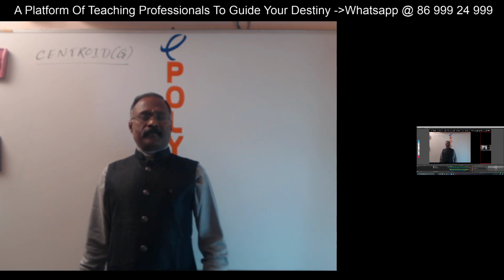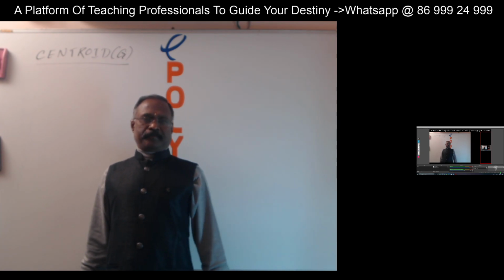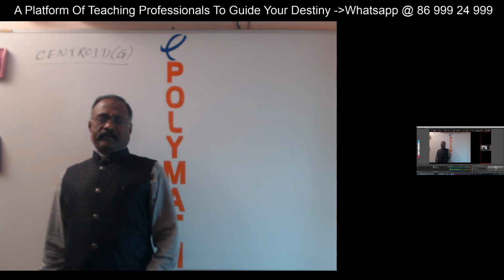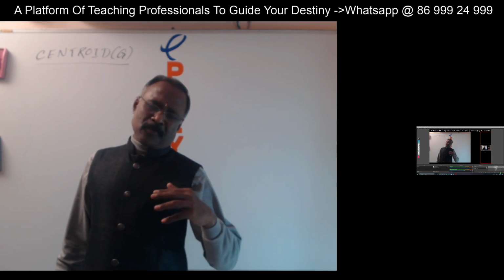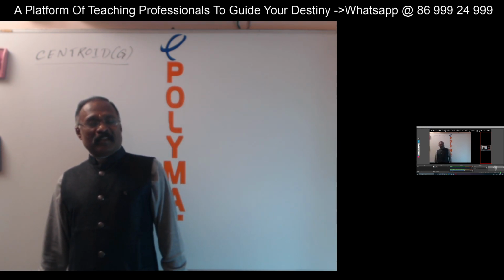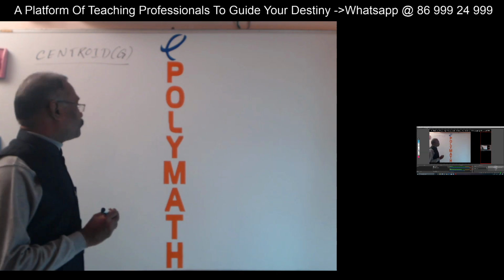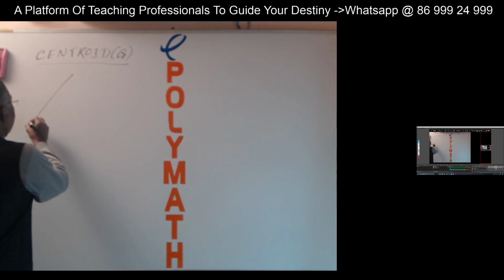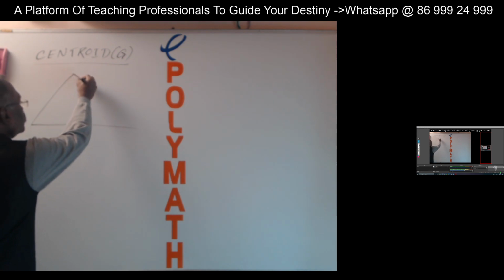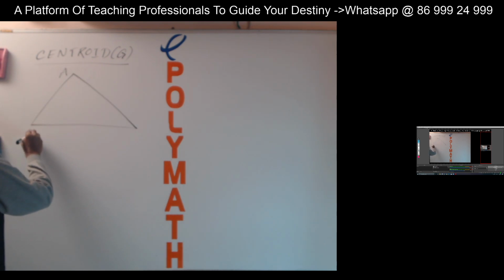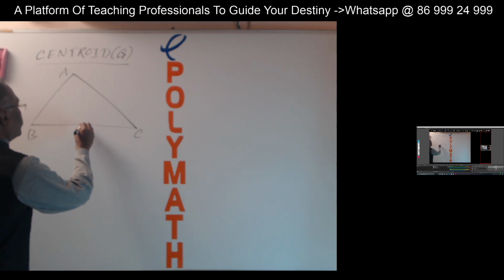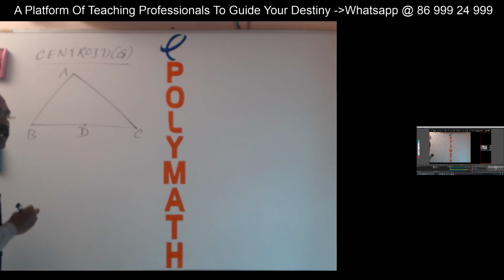Why am I saying all this here? The centroid, the definition of centroid. It is a point of concurrence of medians. Everyone knows that. Everyone will say that. But immediately if I ask you what is a median, most of the students don't answer. What is a median? Median is the line joining any vertex to the midpoint of its opposite side. Let me say that midpoint as D.